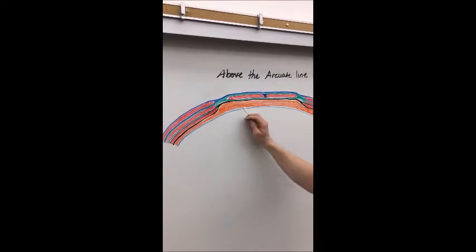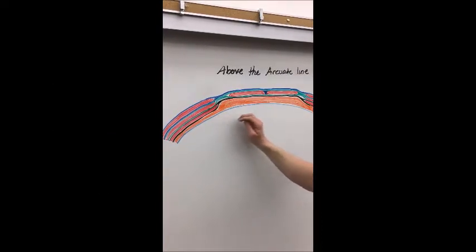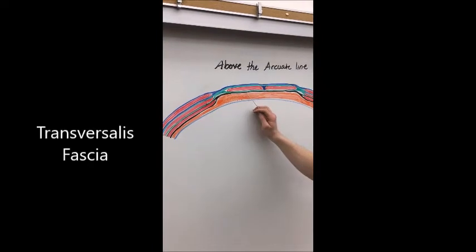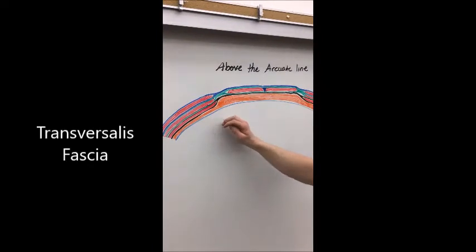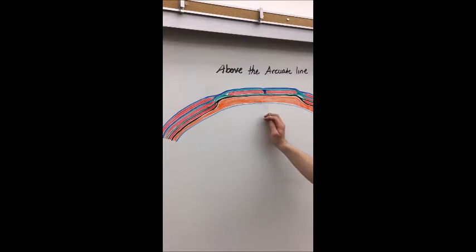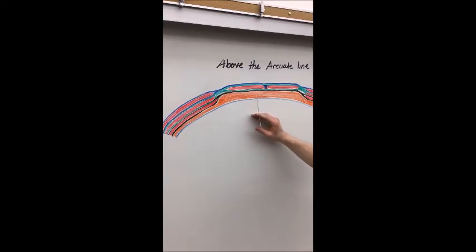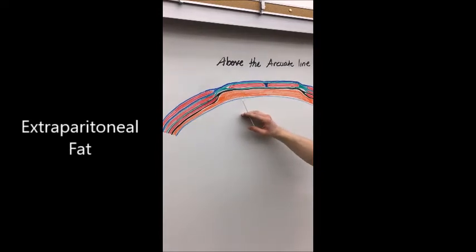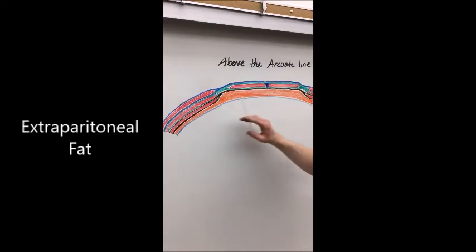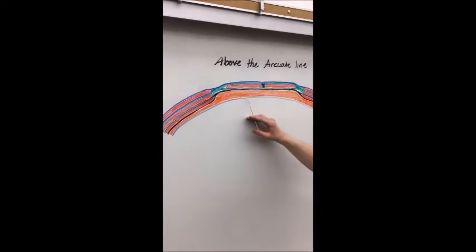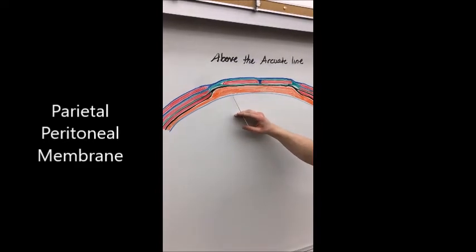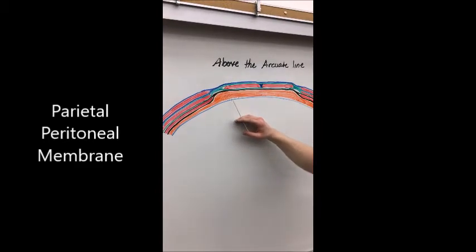This black layer underneath it is the transversalis fascia. Underneath that, or posterior to that, is the extraperitoneal fat, and underneath that is the parietal peritoneum, or the parietal peritoneal membrane.